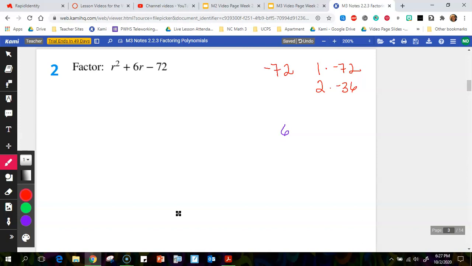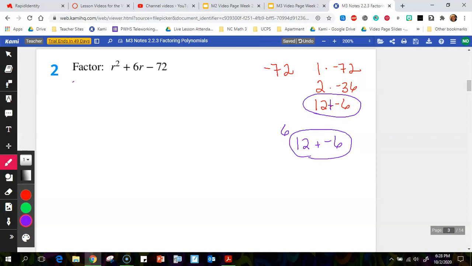I'm thinking, let's see. 9 times 8 won't work. I need it to be a difference of 6. How about 12 times 6? And if I put a plus sign in between the 12 and the negative 6, that does equal 6. So 12 plus negative 6 does equal 6. So that's the pair that I needed right there.